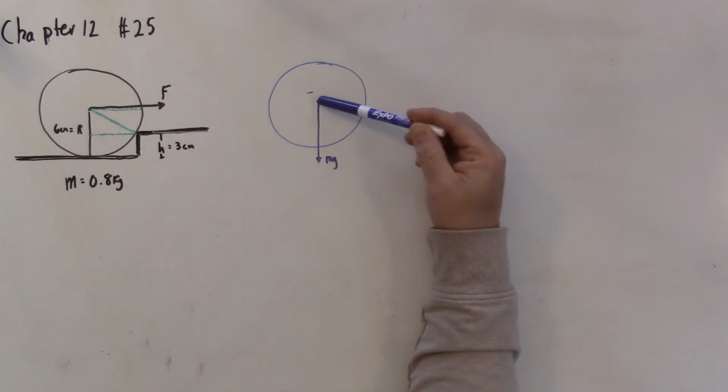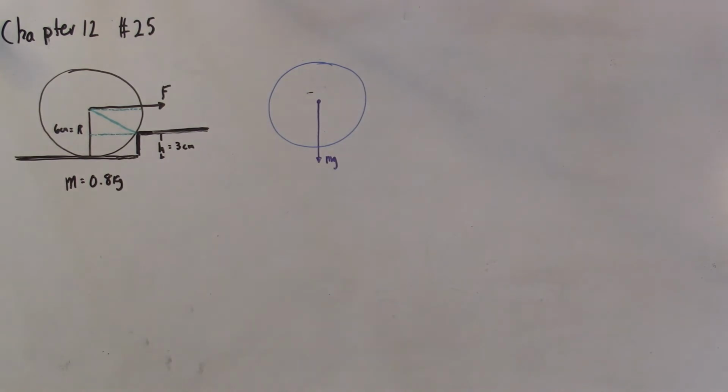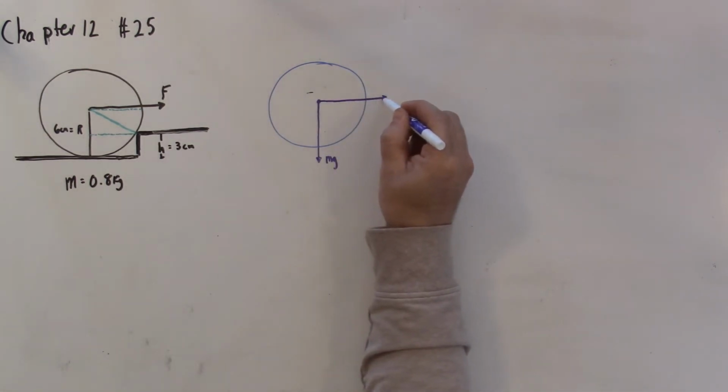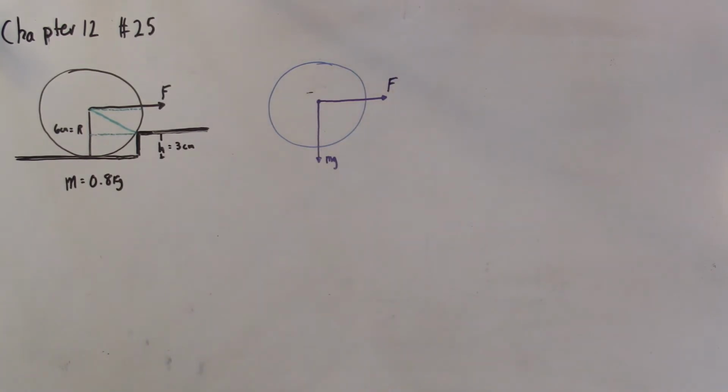The first force I have is the weight. The earth is pulling it down. It pulls at the center of mass. I'm feeling pretty good about that. I also know that there's an applied force here. I'm feeling pretty good about that.